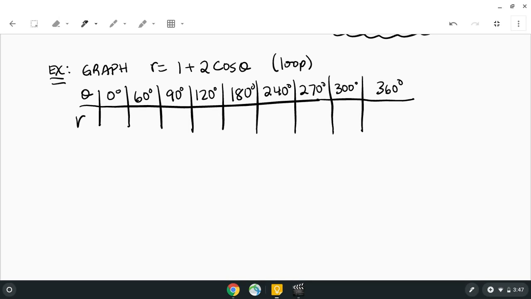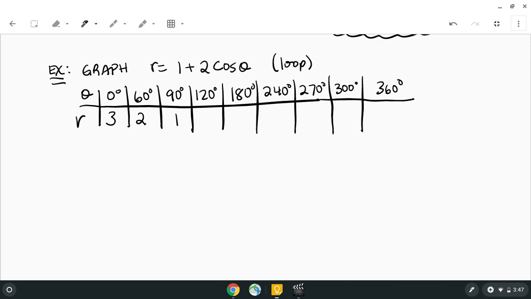Okay, so 0 degrees. So here we would get 1. Cosine of 0 is 1. Times 2 is 2. Plus 1 is 3. Cosine of 60 is 1/2. Half of 2 is 1. Plus 1 is 2. Cosine of 90 is 0. So we get 1. Cosine of 120.